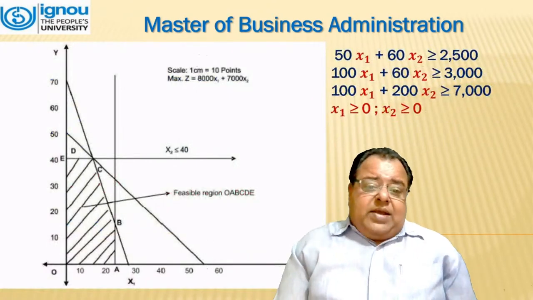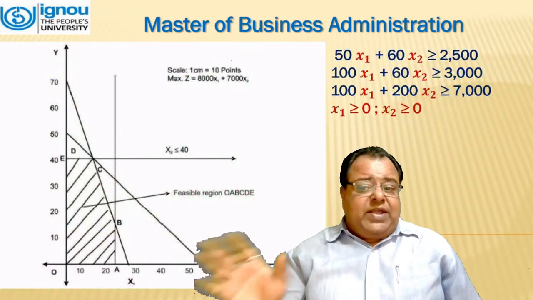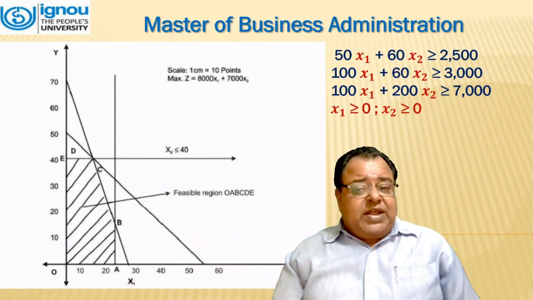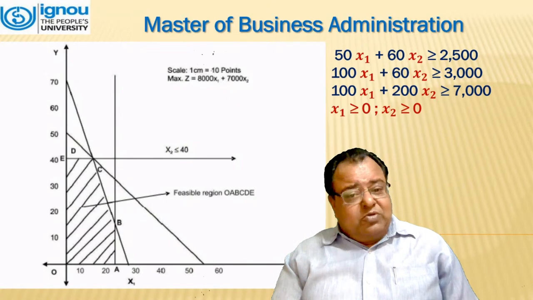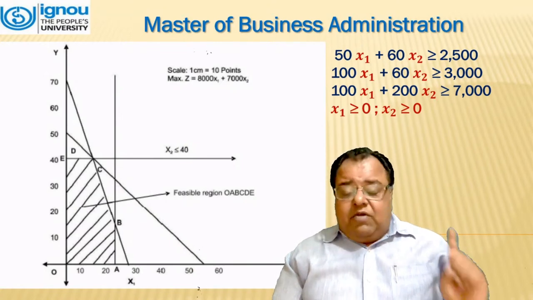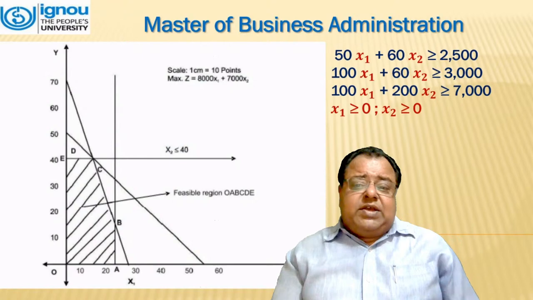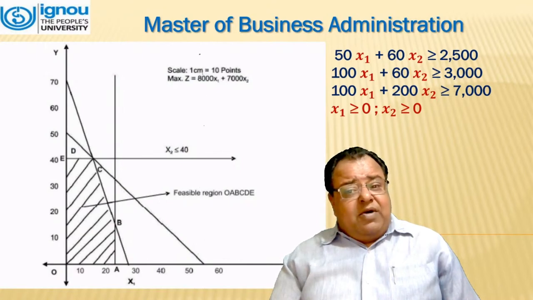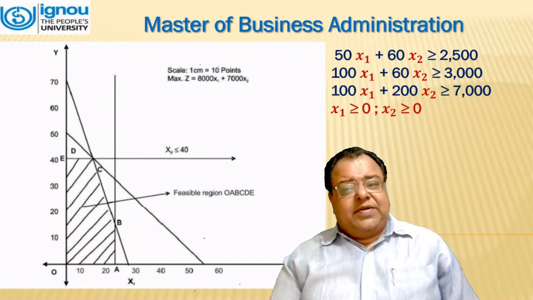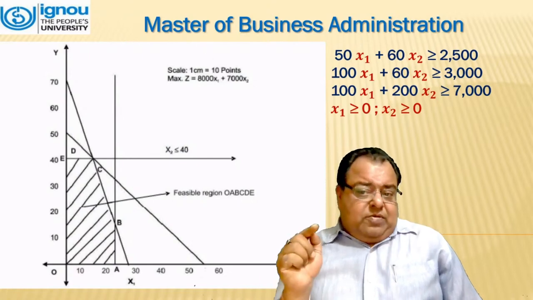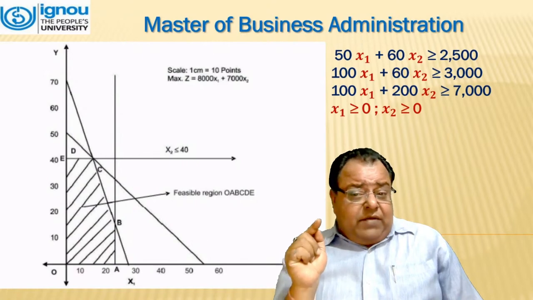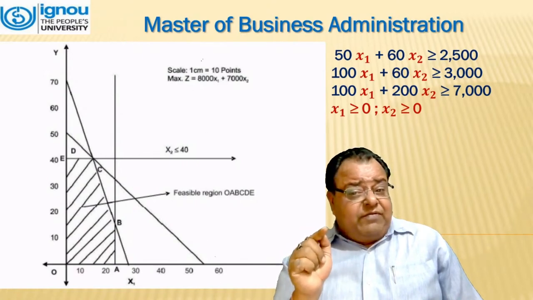Now, going back, how to solve it graphically. We have the equations right now on the screen, on the right side. These are the equations: 50x1 plus 60x2 greater than or equal to 2,500. What we will be doing? We will be converting these equations into intercept form. That means it will be x1 upon 50, so the line will be touching the x coordinate at 50, 0.